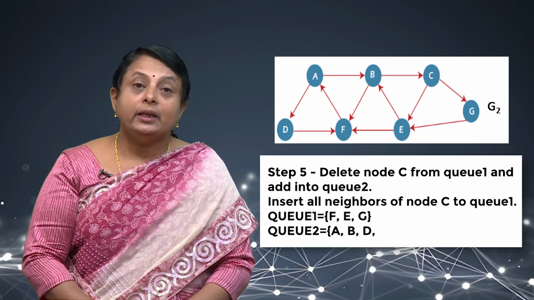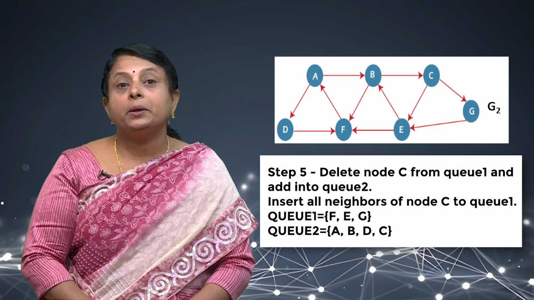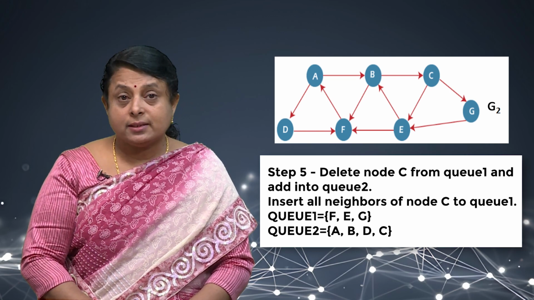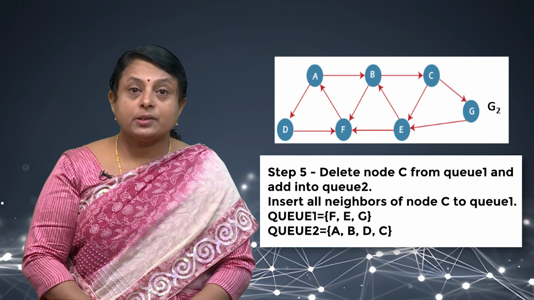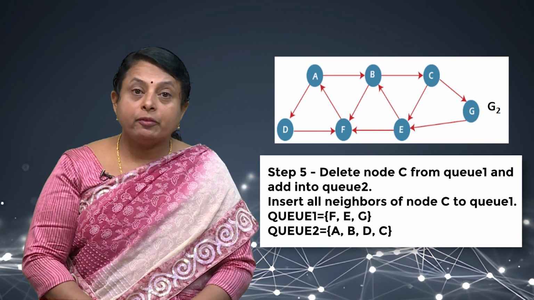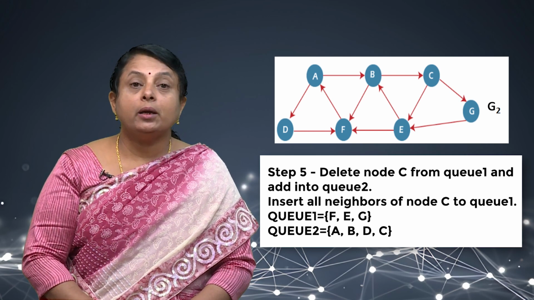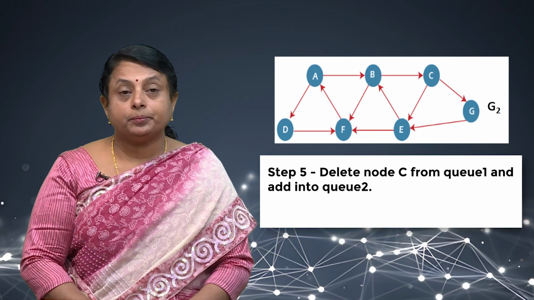Step 5. Delete node C from Q1 and add it to Q2. Insert all neighbors of node C into Q1. So, Q1 will be equal to F, E, G. Q2 will be equal to A, B, D and C.